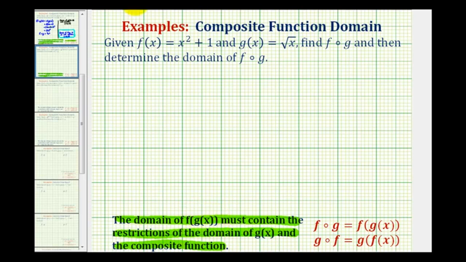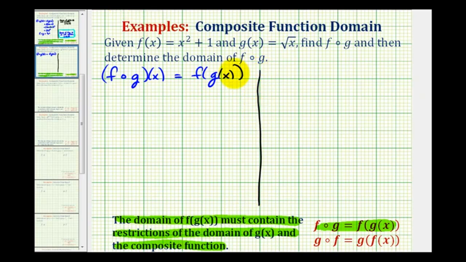So to start off, let's rewrite f of g using this notation here, which means f of g, sometimes written as f of g of x like this, is equal to f of g of x. Using this notation here, we can see the inner function is g of x. So before we find this composite function, we need to determine the domain of g of x because it could affect the domain of our composite function.